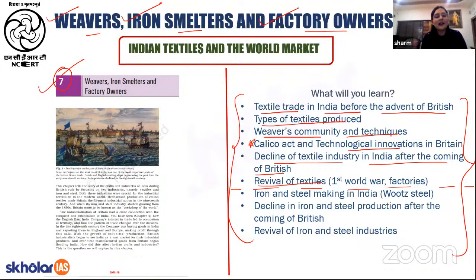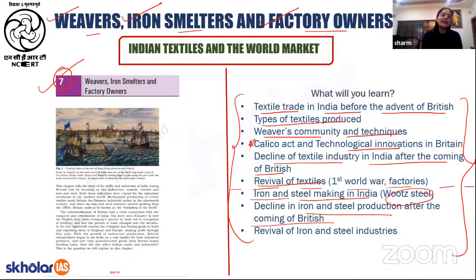So basically, we will start by understanding the processes of iron and steel making in India. And our focus in this chapter is going to be on one unique kind of steel, that is the wootz steel. Then students, we are going to understand what were the factors that led to the decline in iron and steel production after the coming of the British. So you can see that the trajectory in both of these industries is almost similar. That is, after the coming of the Britishers, both the textile and the steel industry sort of declined.